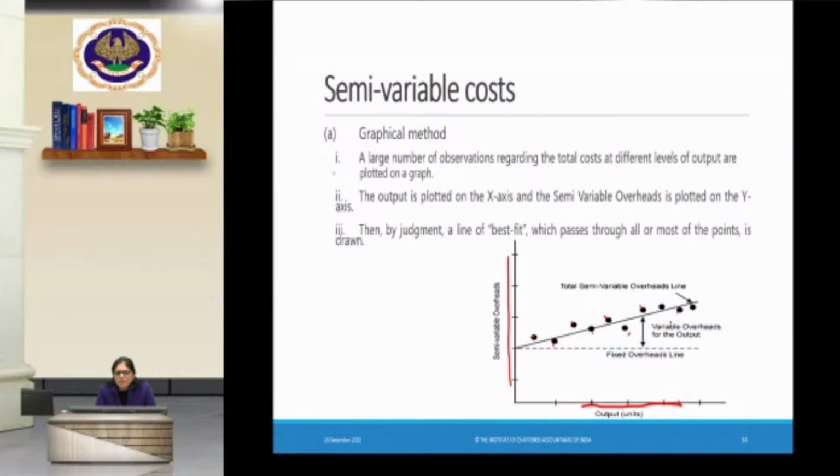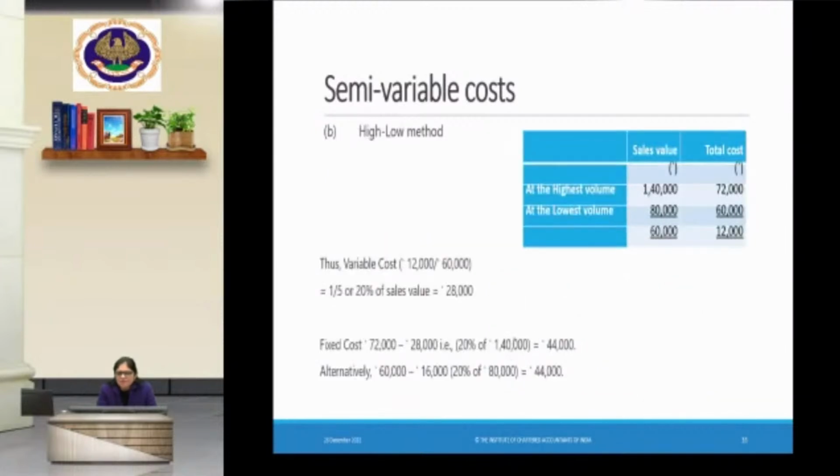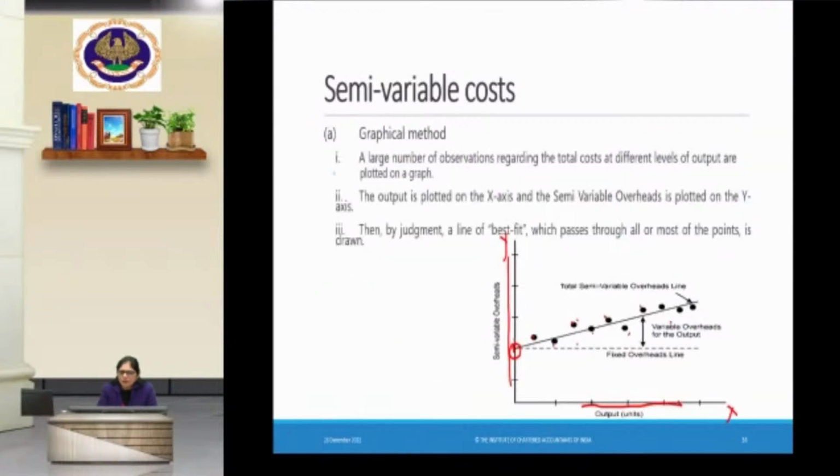It covers some of the costs and leaves the rest. The costs going above and below the best fit line can be seen as abnormal cost. The point where the best fit line intersects the y-axis is the fixed cost. A line is drawn parallel to the x-axis; this is the fixed cost. The difference between the best fit line and the fixed cost line is the variable cost part. So this is the semi-variable graphical method.